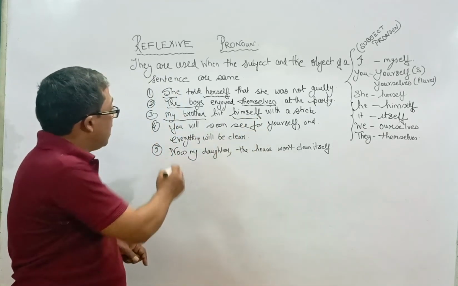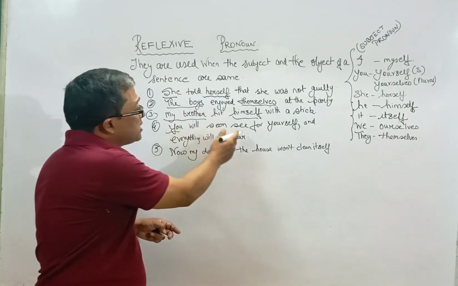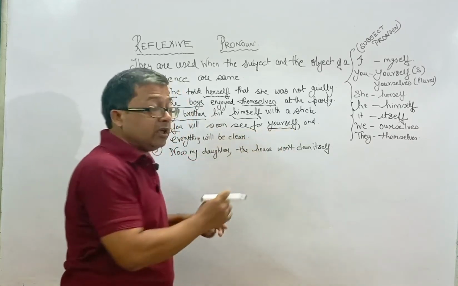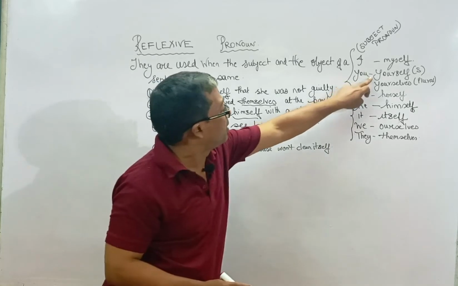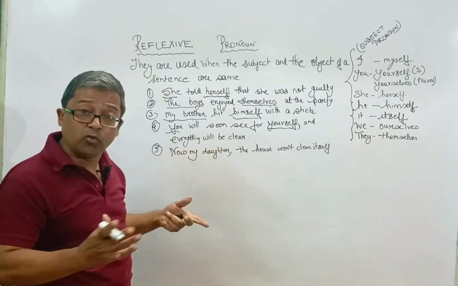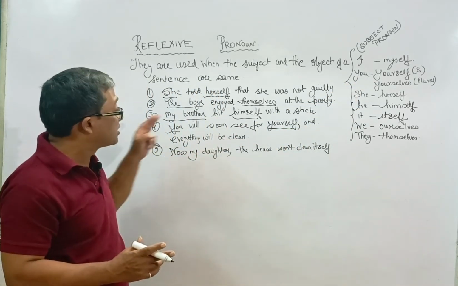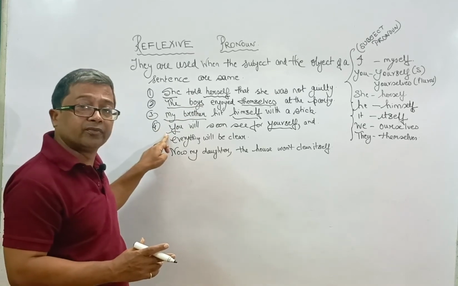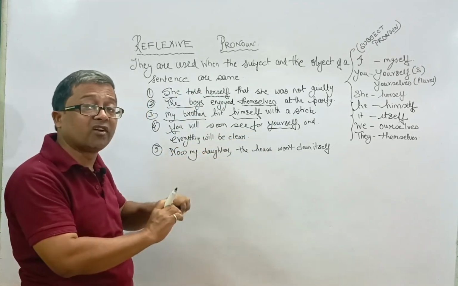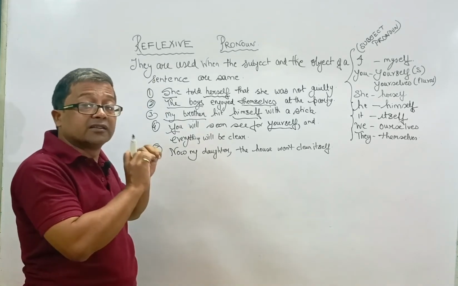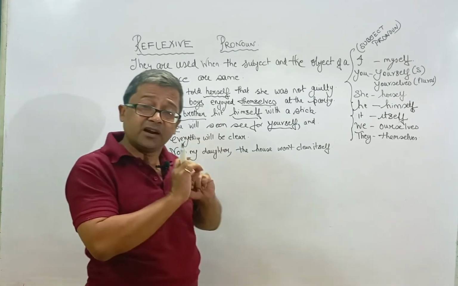And the sentence, you will soon see for yourself. It's a reflexive pronoun and everything will be clear. So the subject pronoun is you, the corresponding reflexive pronoun is yourself. So here also in this sentence we find that the subject and the object of the sentence are the same.